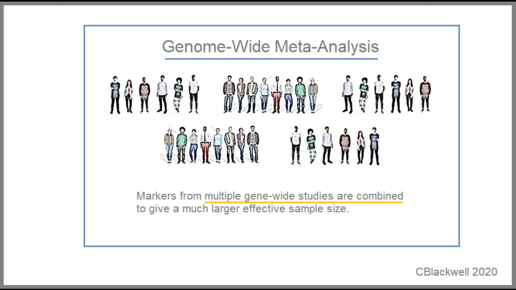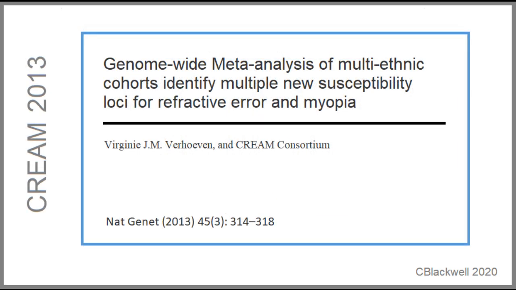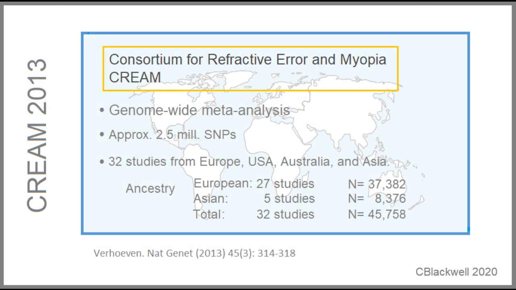Meta-analysis means combining results of multiple studies to try and get a broader, more reliable analysis. The genome-wide meta-analysis has become a popular tool for investigating a variety of traits. Among them, a genome-wide meta-analysis was organized to study myopia genes, run by the Consortium for Refractive Error and Myopia. Their first report in 2013 combined the results of 32 genome-wide studies, analyzing approximately 2.5 million markers from over 45,000 participants.